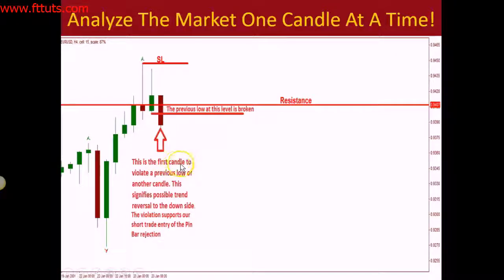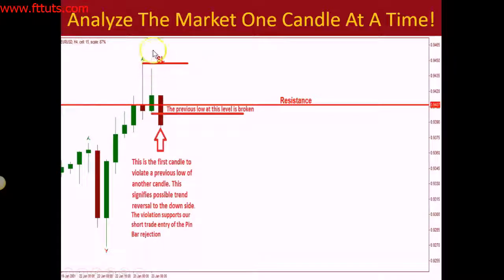So this is the first candle to violate a previous low of another candle. This signifies possible trend reversal to the downside. The violation supports our short trade entry of the pin bar rejection. So we were closing this pin bar, we were trading this pin bar rejection here. We want to put our entry below the low of that pin bar, and we need to close below that. But as the market made a new candle, it never violated the high here, and it never violated the low yet, but it made a new high. So we put our entry here now.